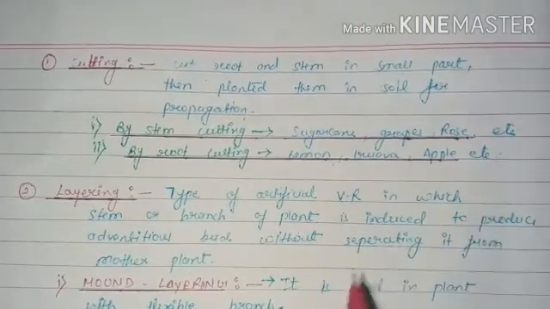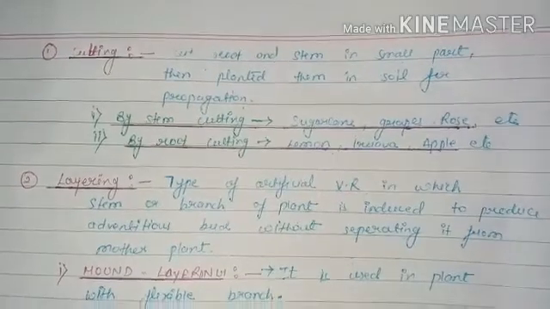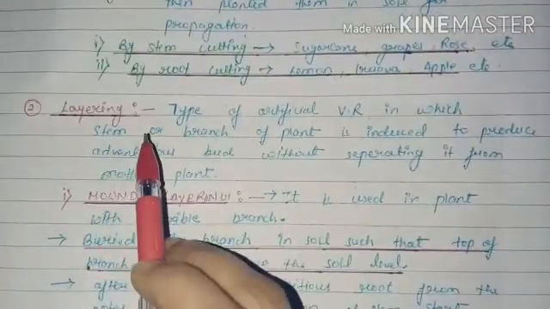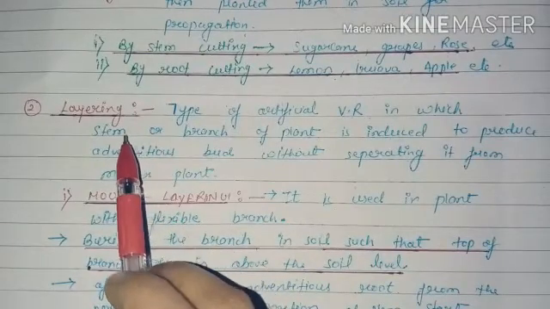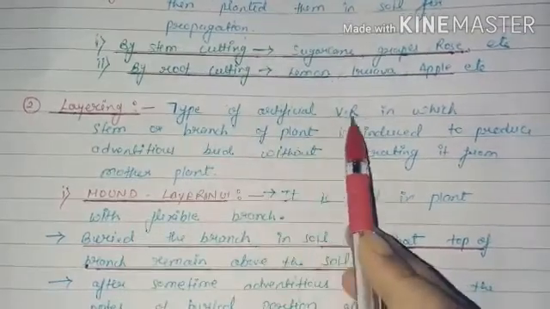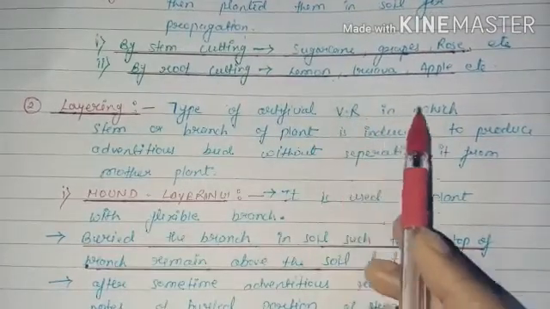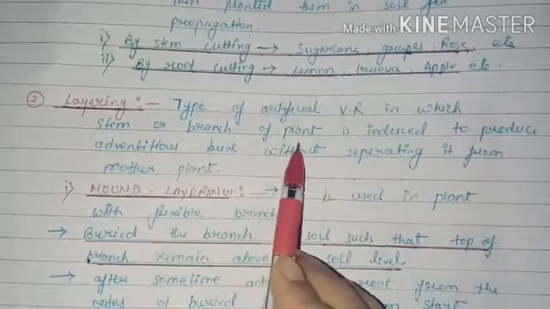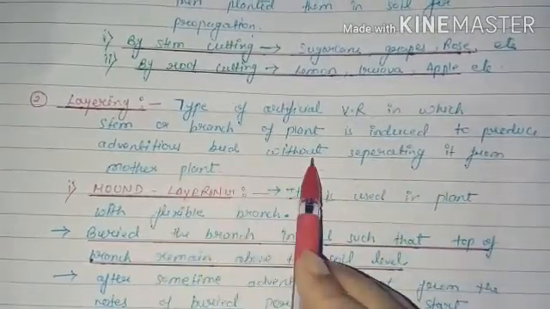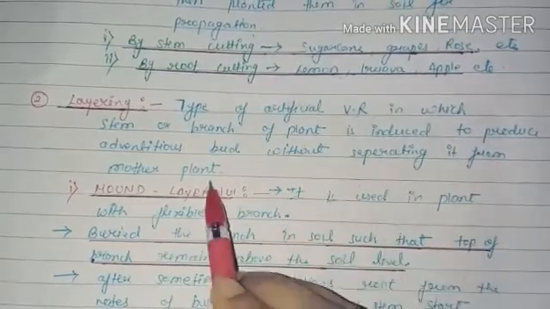Okay, now we will discuss layering. Layering is a very important method of artificial vegetative propagation. Layering is a type of artificial vegetative reproduction in which a stem or branch of a plant is induced to produce adventitious buds without separating it from the mother plant.